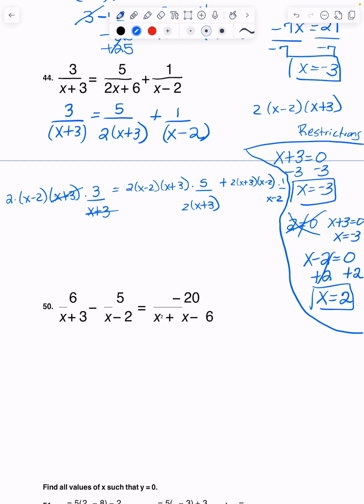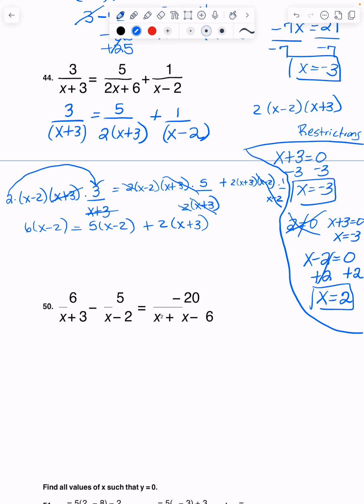Remember, when we multiply, it doesn't matter in what order I multiply. So I could say 2 times 3 is 6. And then 6 times x minus 2. All right, look in the second example. On the other side of the equals, the x plus 3 is going to cancel out. This 2 cancels out with that 2. And I'm left with 5 times x minus 2. And the last part, the x minus 2's cancel out. 1 times anything is that same number.